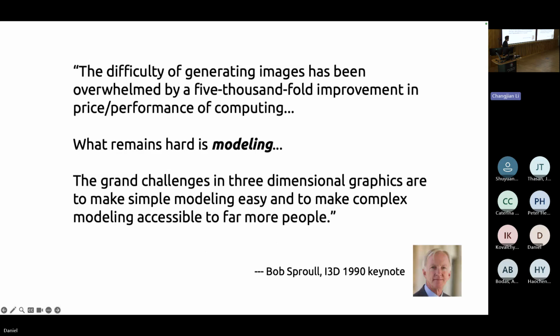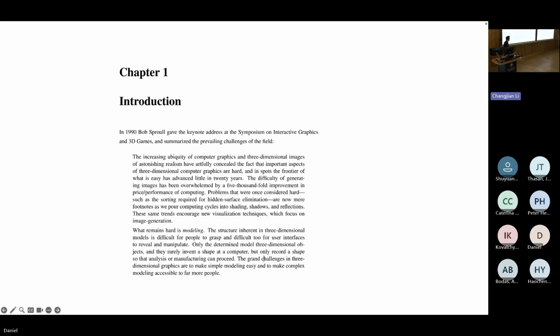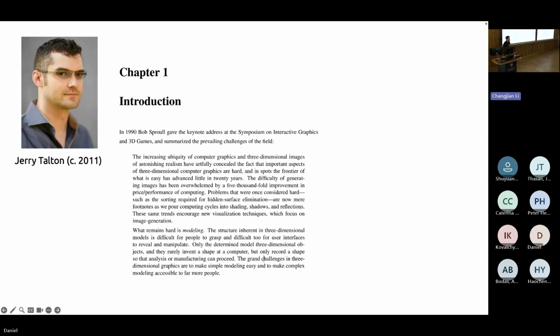Now, I was not in the audience for this keynote. I was 2 years old at the time, so this is not where I first encountered this particular statement. I first encountered it here. This is an excerpt of the introduction from Jerry Talton's thesis. Jerry Talton was a PhD student at Stanford who graduated shortly after I started.